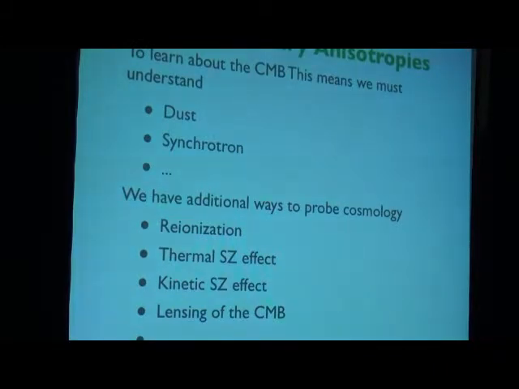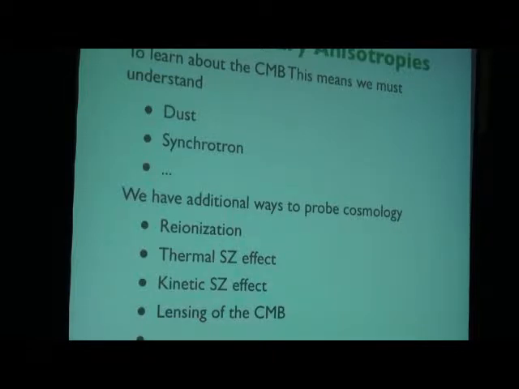Now, this means in practice that if we actually want to learn anything about the CMB and extract cosmological parameters, we have to understand things like the dust and synchrotron, free-free emission, anomalous microwave emission. Depending on your taste, this is largely a pain, unless you're interested in the dust. Some people find the maps very interesting because they can learn something about the dust. For me, it's mostly a pain.